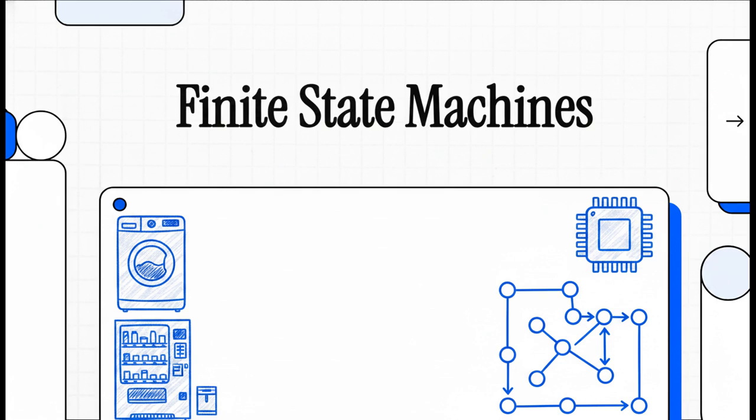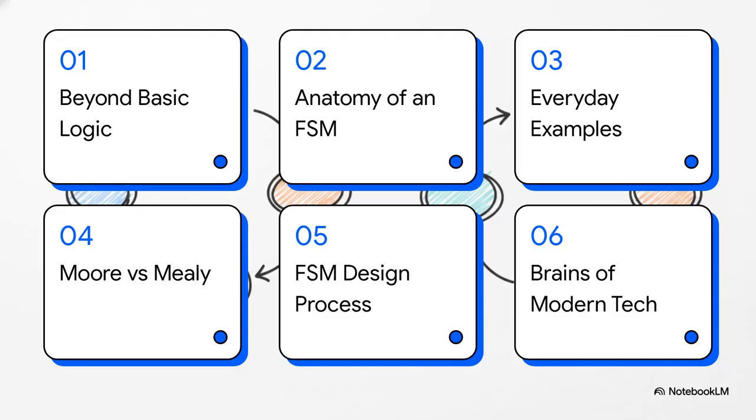Now, I know that name might sound a little intimidating at first, but by the end of this Explainer, you're going to see exactly how they form the absolute backbone of digital control systems. Okay, let's dive into this. We're going to cover a few key things today. Beyond basic logic, anatomy of an FSM, everyday examples, Moore versus Mealy, the design process, and finally, the brains of modern tech. Sounds highly technical, I know, but trust me, we're going to demystify the whole shebang.